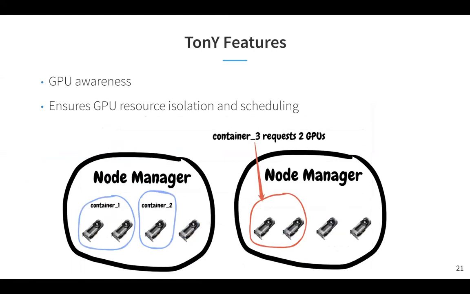The second feature is GPU awareness. As I mentioned before, with the newer version of Hadoop, the infra layer already supports GPU. Tony takes advantage of this GPU awareness feature in YARN, and is itself also GPU aware. That makes sure we have isolation for GPUs. For example, we have two nodes, and each node has four GPUs, and there are container requests. The first one took two GPUs from the first node and the second request took one GPU from the first node. The third request asked for two GPUs. Because Tony and Hadoop are GPU aware, the third request will not be routed to the first node, but routed to the second node, isolating two GPUs for the third container.